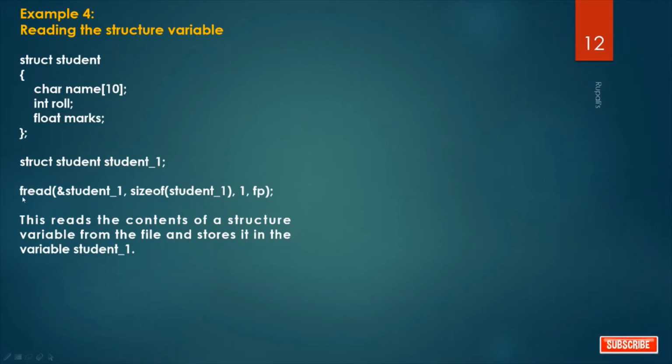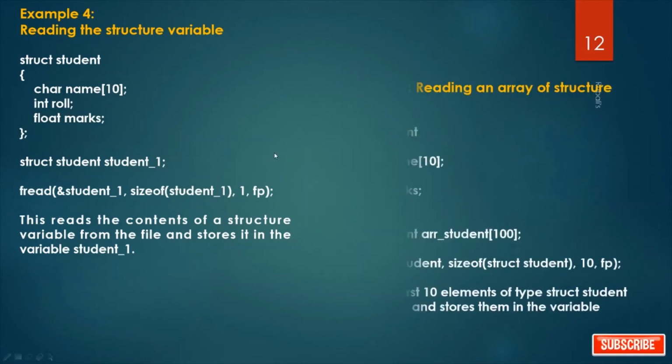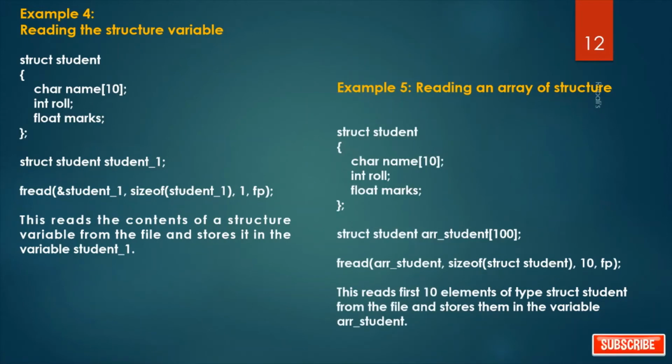Now if I want to read this structure from the file, you have to write fread, then &student_one, that is the address of this variable, then the size of this structure, sizeof(student_one), then 1, and then fp is the pointer to the file from which we want to read. So this reads the contents of a structure variable from the file and stores it in the variable student_one.